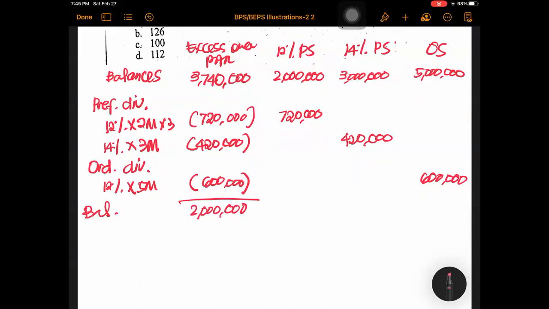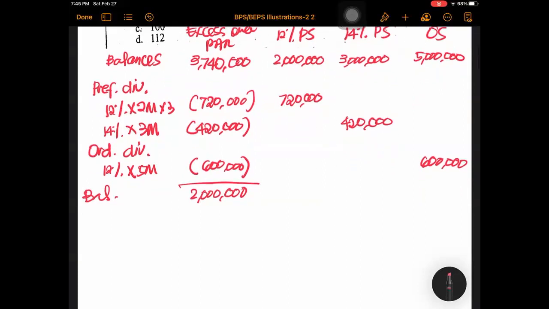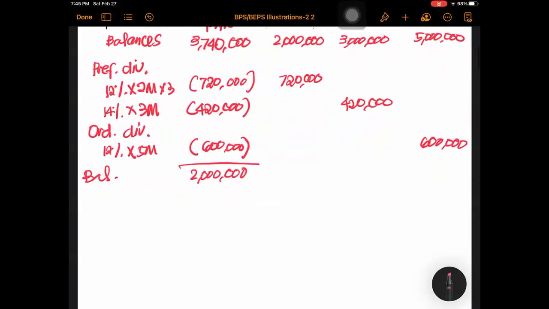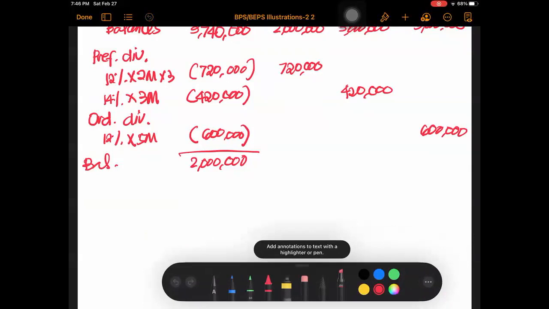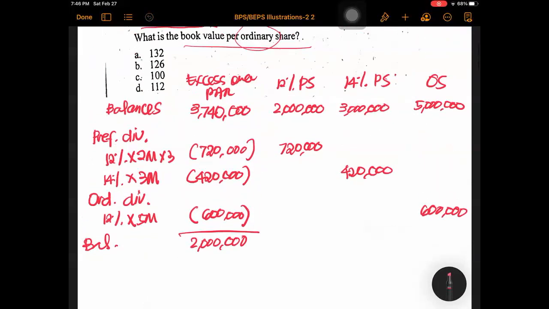To whom do we allocate this? To all three, because both preference shares are participating. We allocate the 2 million based on share capital. The total is 10 million, so the shares are 20%, 30%, and 50%. I hope you got the allocation.